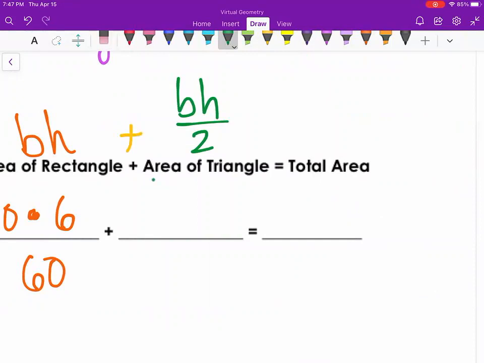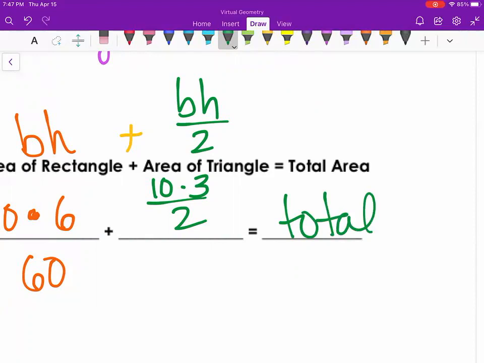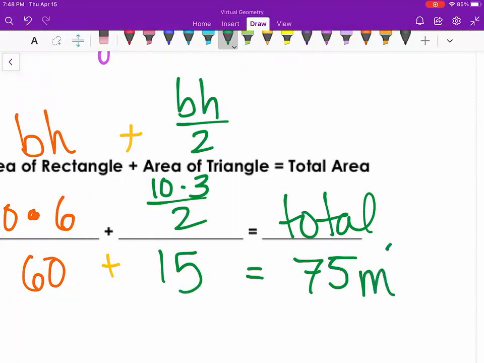So we have a base of 10 times a height of 3. Divide that by 2, and that'll give us our total. So let's see what we get. We've already done 10 times 6. Now we have 10 times 3, which is 30. 30 divided by 2 means I have 15. So 75, we were in meters. So then meters squared is my total area. So now let's keep going and try the next one.